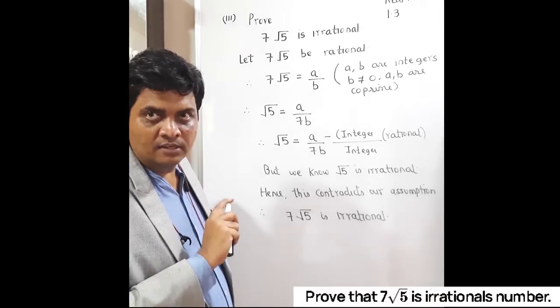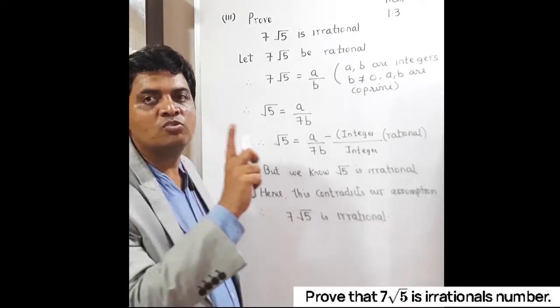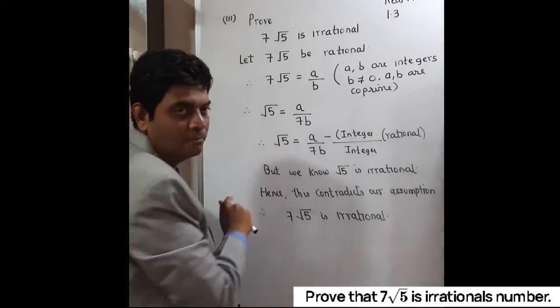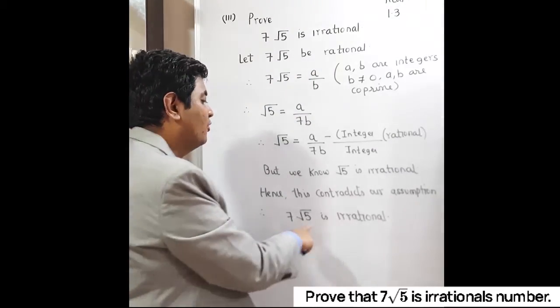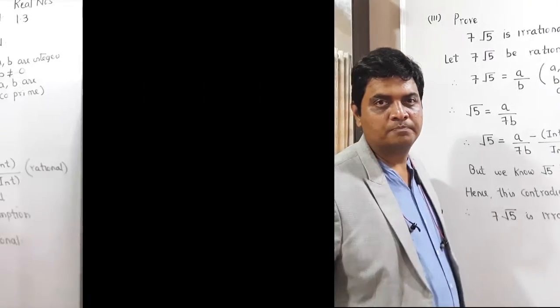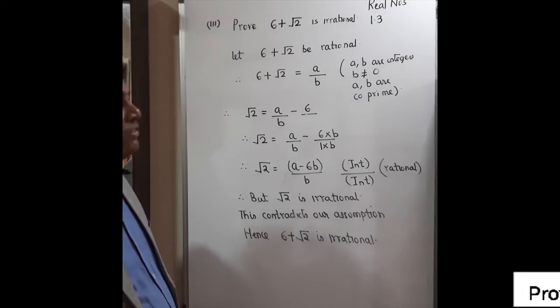So this contradicts, and hence our assumption was wrong. What was our assumption? That 7 root 5 is a rational number, which is wrong. So 7 root 5 is an irrational number, hence proved. Please note down. Let us now look at the next sum.